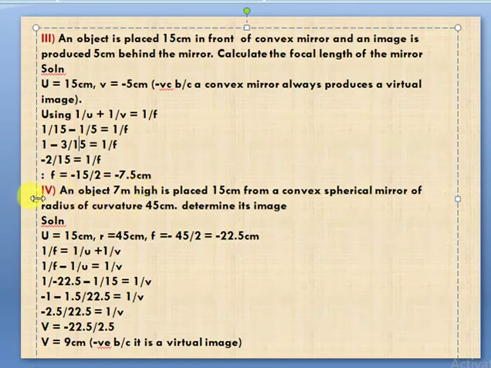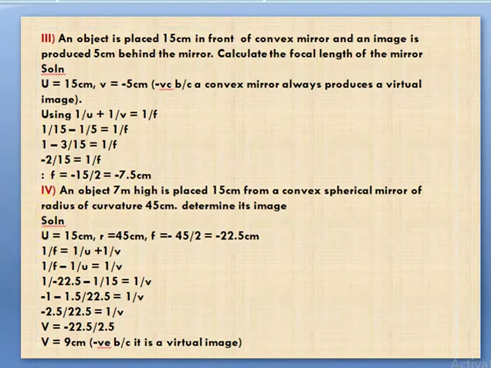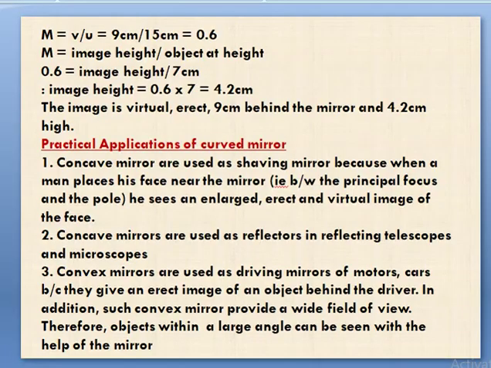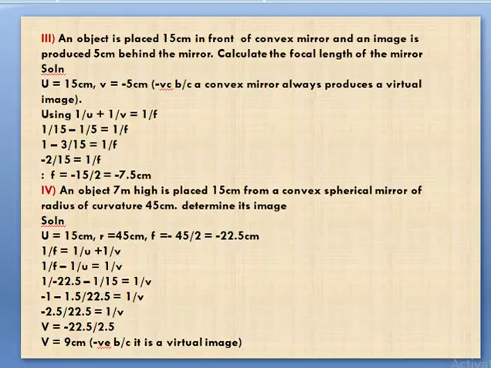Now let's go over to example 4, and that should be our last example here. Example 4. An object 7 meter high is placed 15 cm from a convex spherical mirror, convex again, of radius of curvature 45 cm. Determine its image.